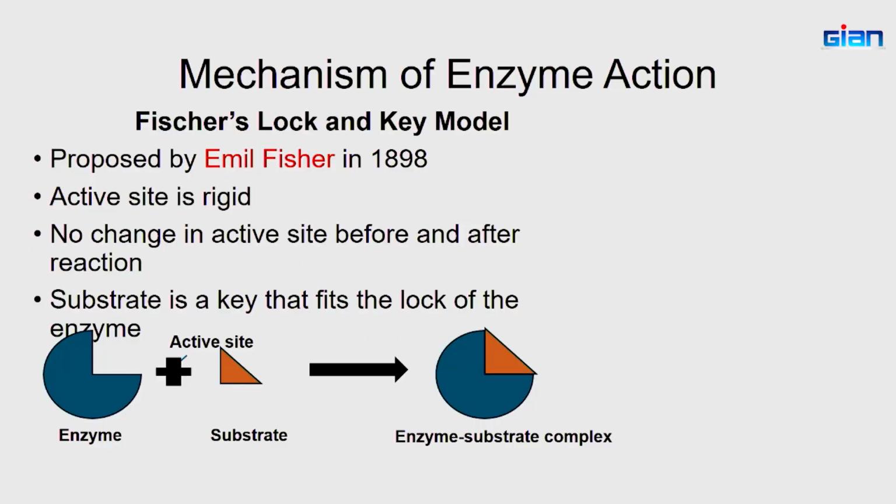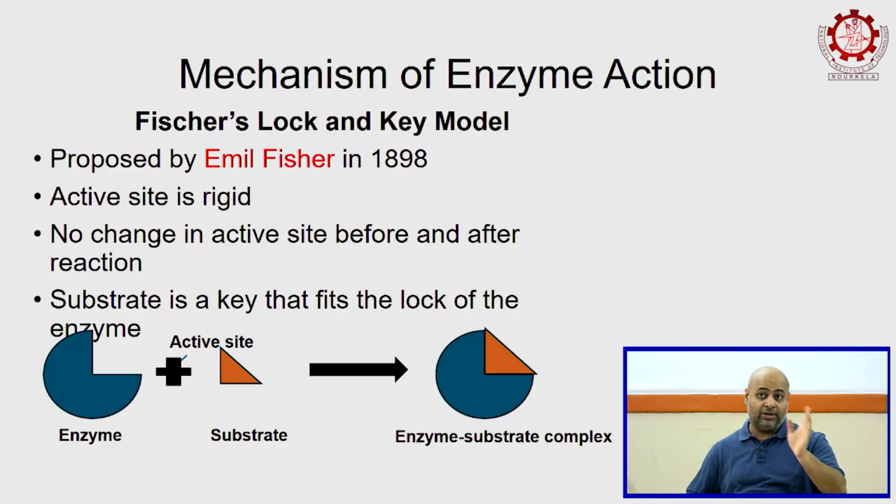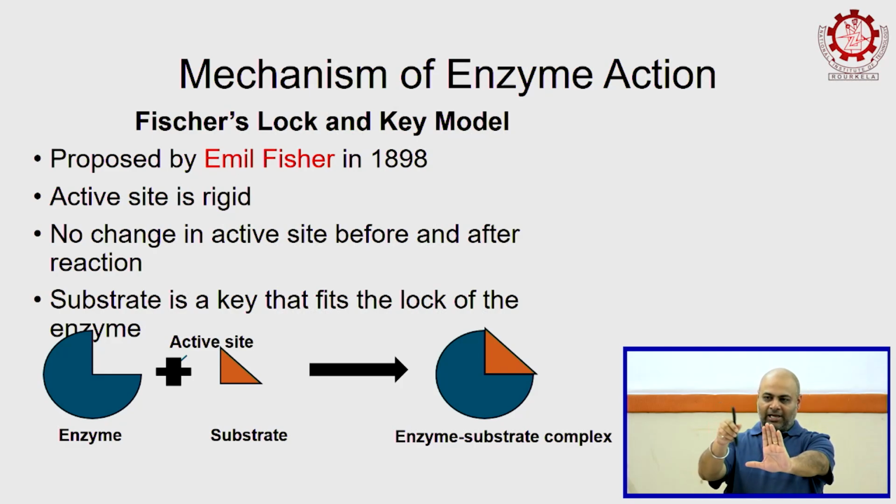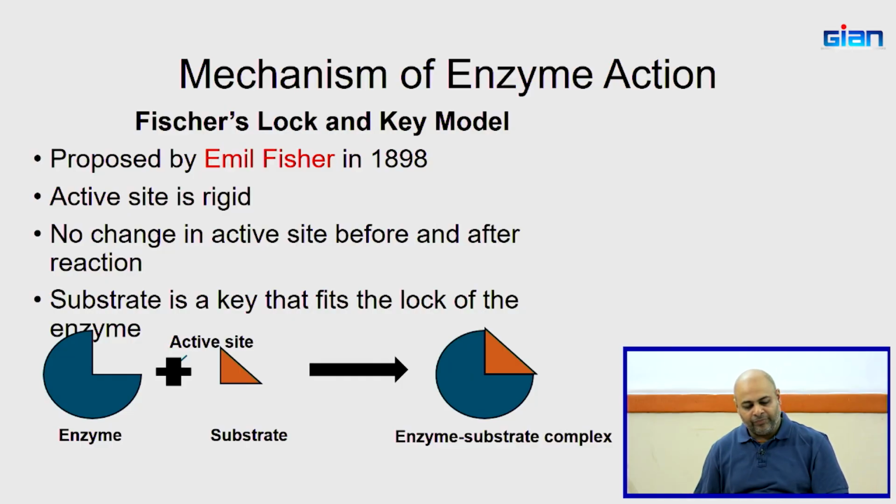So the mechanism of enzymes, that is basically your Fischer lock and key model, which is the most common that we are aware of. It was proposed in 1898 by Emil Fischer. You have the active site which is rigid, and there is no change in the active site. So if it is an L shape, it will remain L shaped. You cannot change it. Only substrates which are L shaped can fit into that active site and bind to the enzyme. So the substrate is the key that fits the lock of the enzyme, and that's when the chemical reaction will move forward.